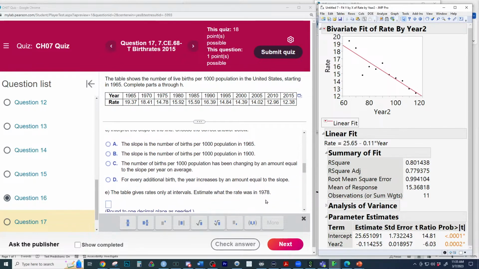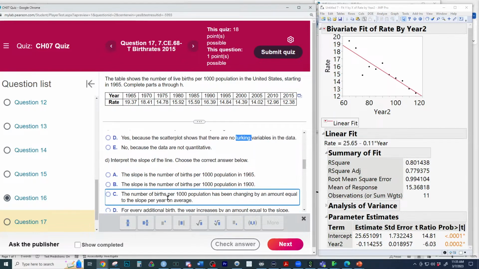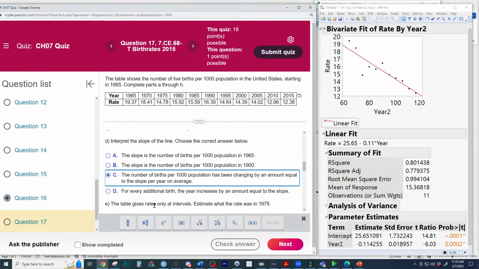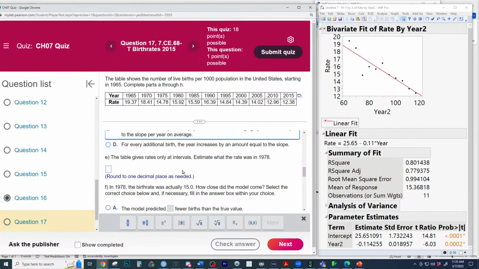Interpret the slope. It's for each additional year. Nope. The number of bursts per 100 is changed by an amount equal to the slope per year on average. The slope is the number of bursts per 1,000. No. That's the intercept right there. The table gives rates as intervals. Estimate what the rate was in 1978.